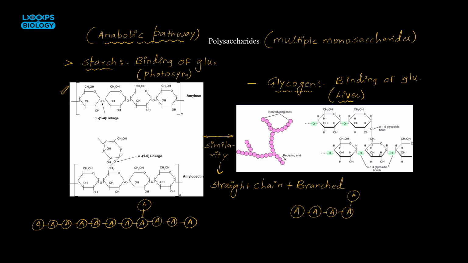Alright guys, whenever I'm talking about a straight chain, that is called amylose, and this amylose is formed by alpha 1 to 4 linkage. That means the first carbon of the alpha glucose to the fourth carbon of the alpha glucose. If I am considering a branched chain structure, that is bound by 1 to 6 linkage, and this is called amylopectin.